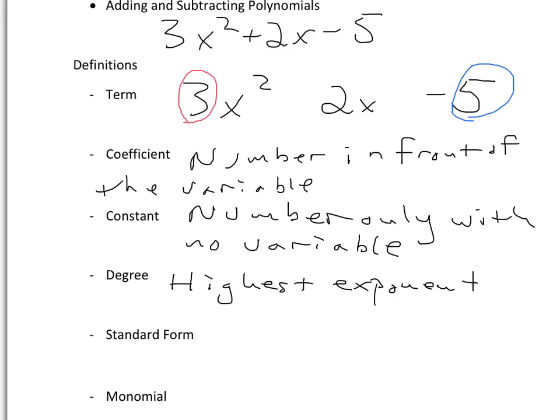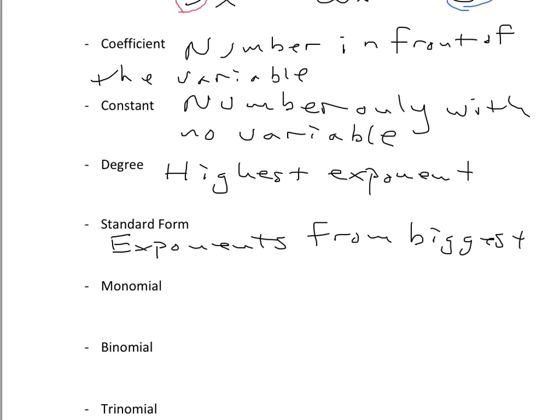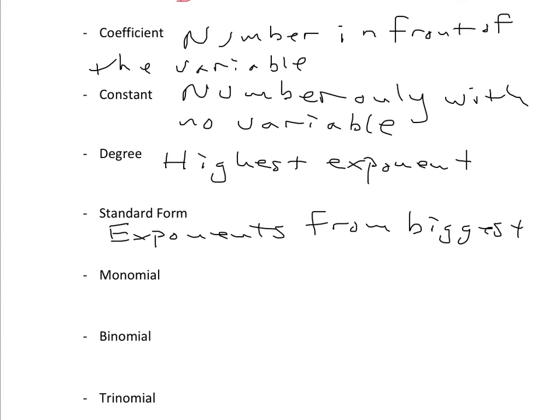If a polynomial is in standard form, that means the exponents are arranged from biggest to smallest, and it just looks nicer that way. So this one is in standard form. Exponents from biggest to smallest.